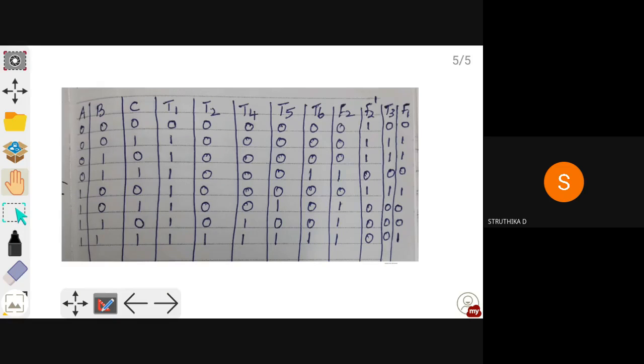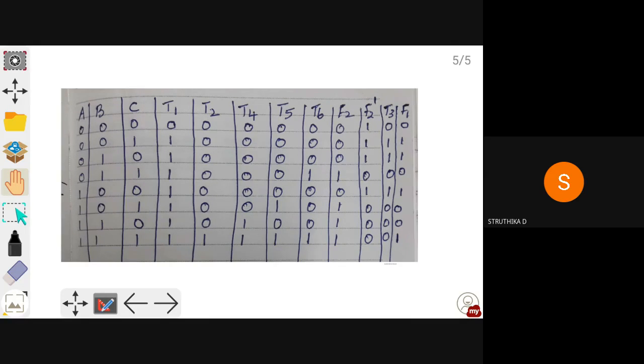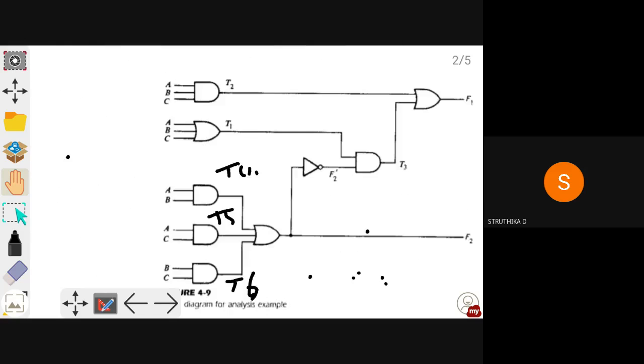So here, what are the 3 inputs? First write the 3 inputs A, B and C. So since you have 3 inputs, you have a combination of 2 power 3, 8 combinations. That is from 0, 0, 0 to 1, 1, 1. So first write the inputs A, B, C. Then next, the first gate is T1. So what is your T1? T1 is A plus B plus C.